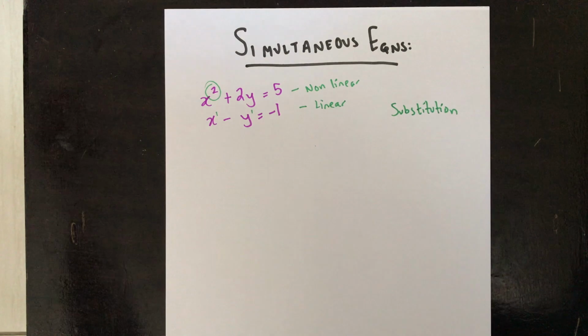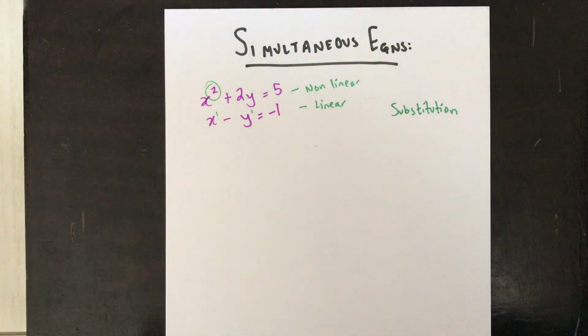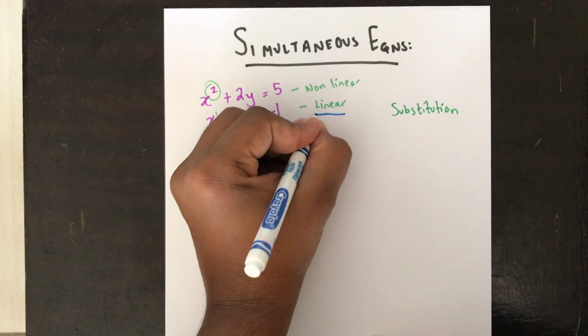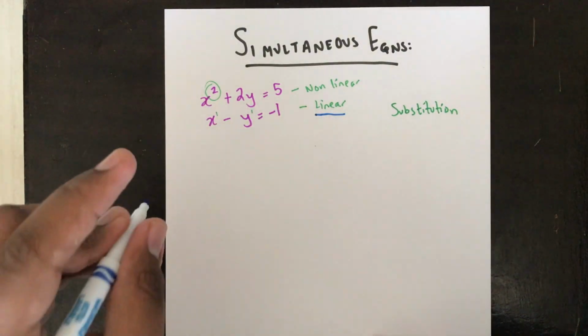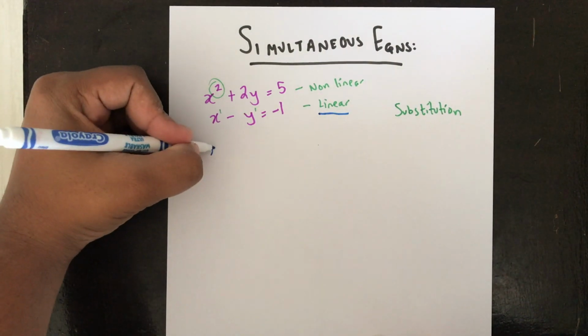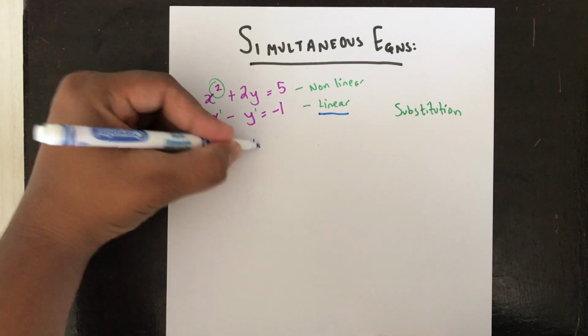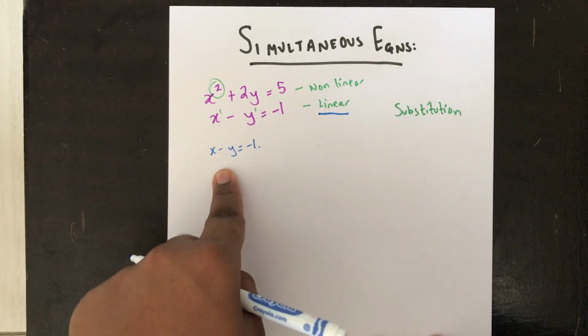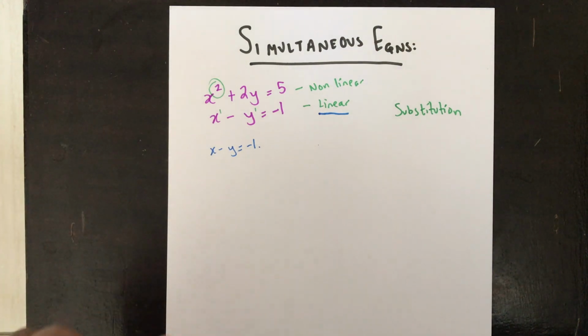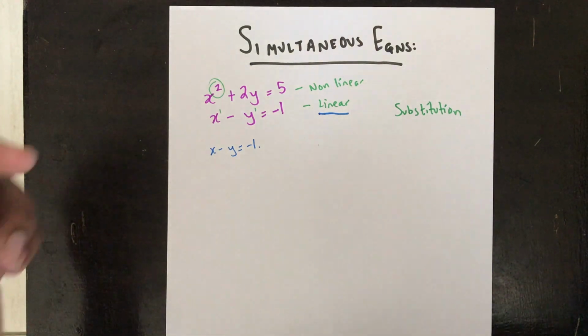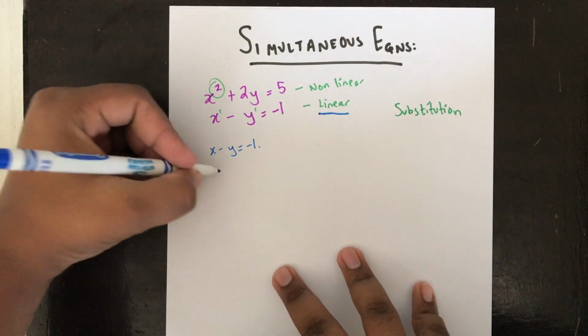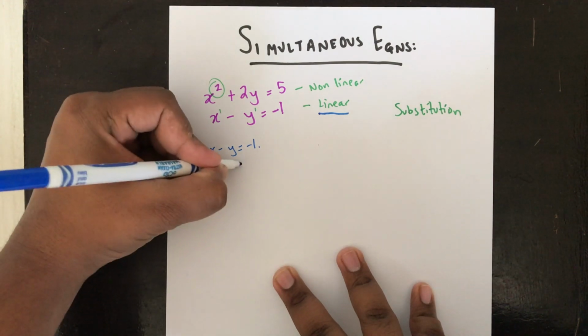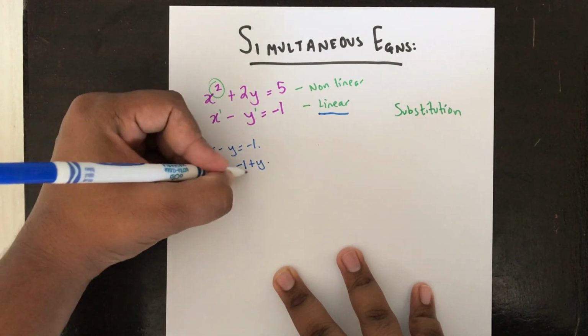We need to use a linear equation always in order to substitute. That's always a rule. So always make sure that you use the linear equation. This has to be used the whole time. So we have x minus y is equal to minus 1. This is our linear equation. Now we need to make one variable the subject. So let's make x the subject. So x is equal to minus 1 plus y.